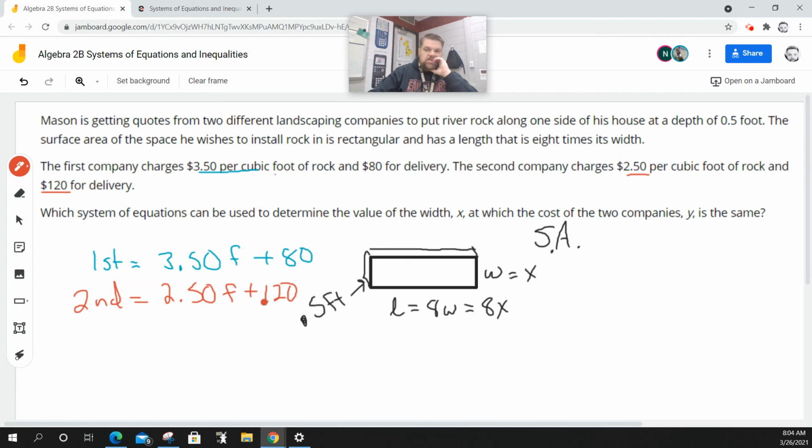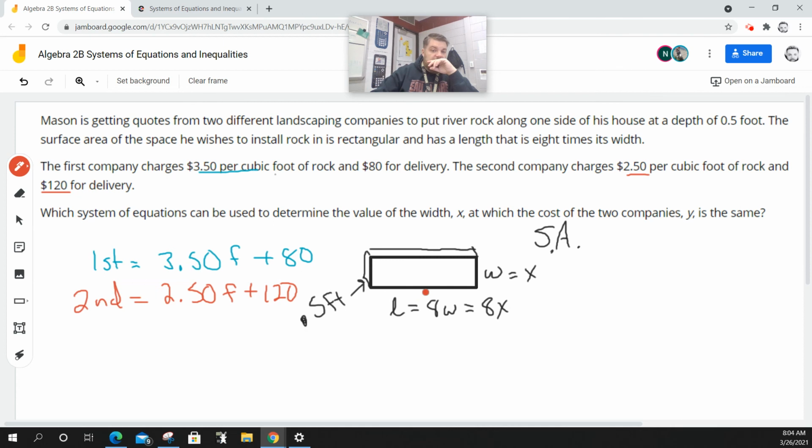Okay. So which of the following systems of equations can be used to determine the width? Well, it's cubic feet. They give us the surface area, but I'm not sure if they mean the surface area like 6 sides or just the rectangle. I'm going to make the assumption it's the rectangle, and if the math doesn't look right, we might figure out the surface area.